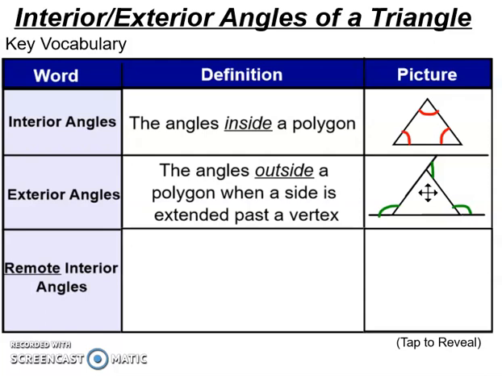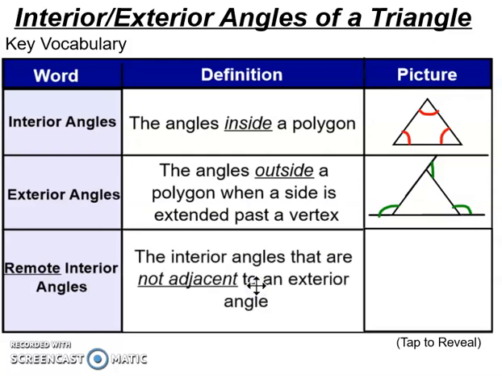And now we want to talk about remote interior angles. So the definition says the interior angles that are not adjacent to the exterior angles. And adjacent means next to, right? So let's just jot that down. Next to. So adjacent means next to, right? So we're talking about the angles inside the triangle that are not next to an exterior angle.